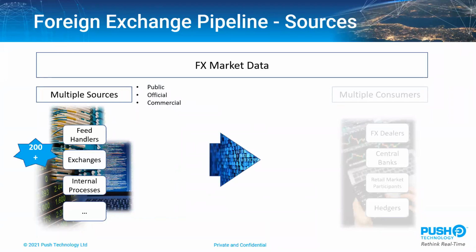The data itself can come from public channels, it can come from official sites, it can come from commercial offerings. Many organizations that work with FX data use technologies such as feed handlers. They connect to the exchanges directly. They may have internal processes that are generating data as well. These organizations could potentially have well over 200 different feeds and sources of data for their FX data.